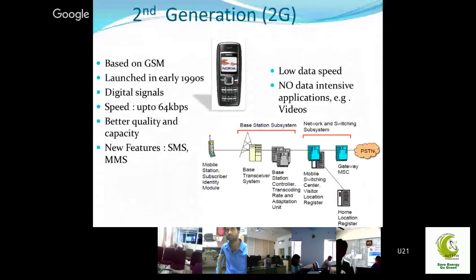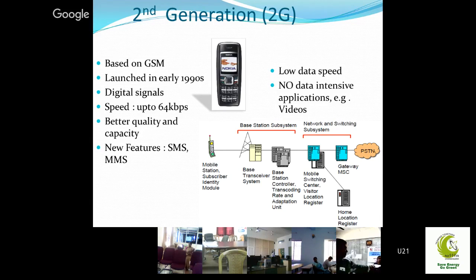And second generation, which was based on TDMA. So we were able to support more number of users in the same channel. It was launched in 90s. The signals were digital. It was having better quality and capacity. If we talk about new features, then short message service and multimedia message service was introduced at that period. But still, the data speed was quite low and it was not able to support data intensive applications.